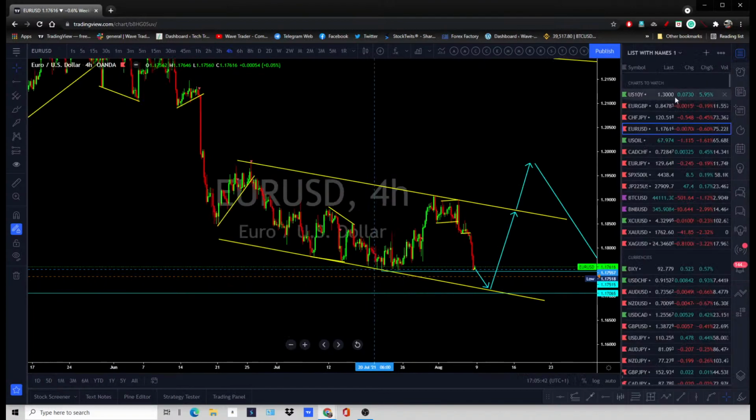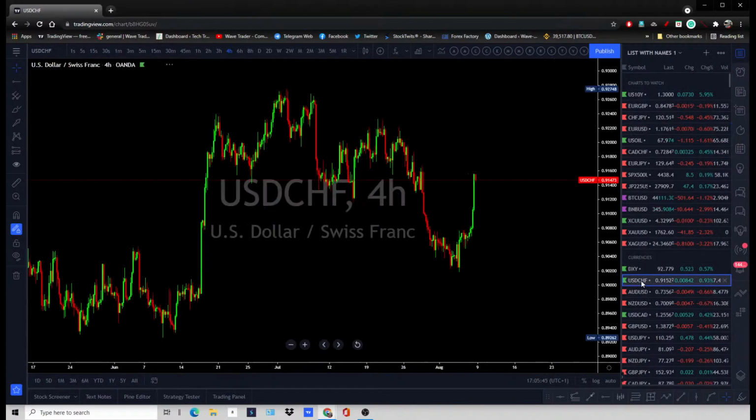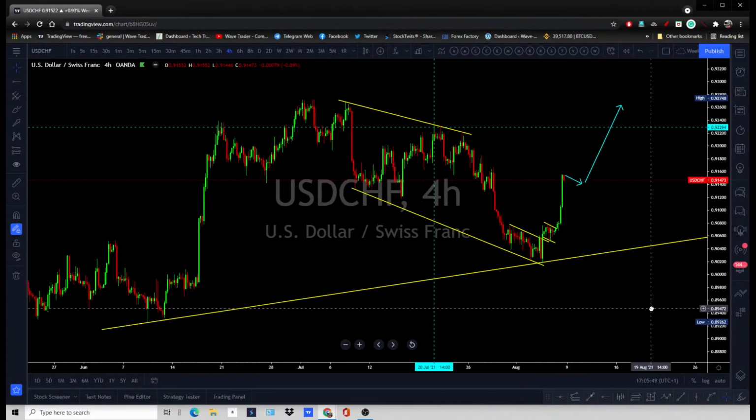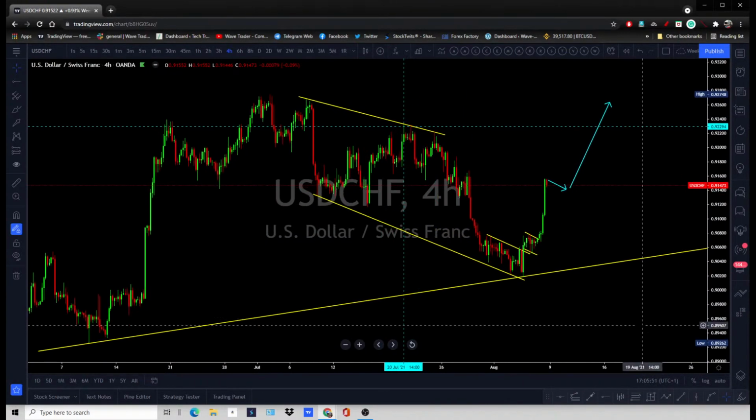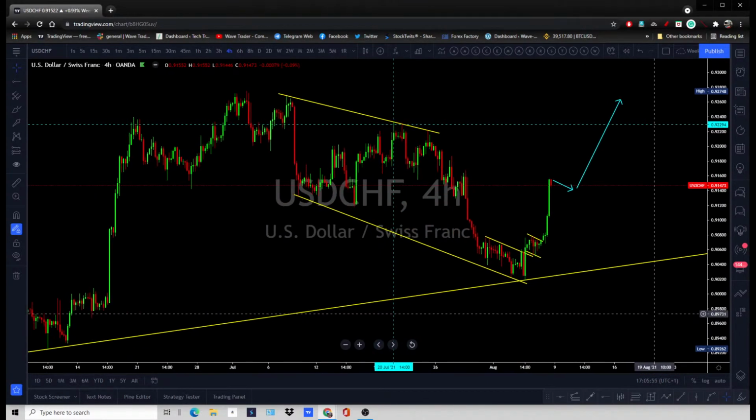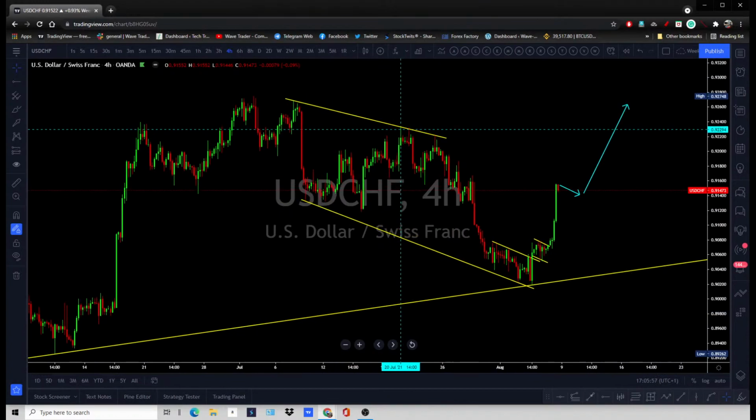So euro dollar, right? And if I look at the DXY, the dollar index is already going its way. It is similar to the DXY and opposite to the euro dollar.